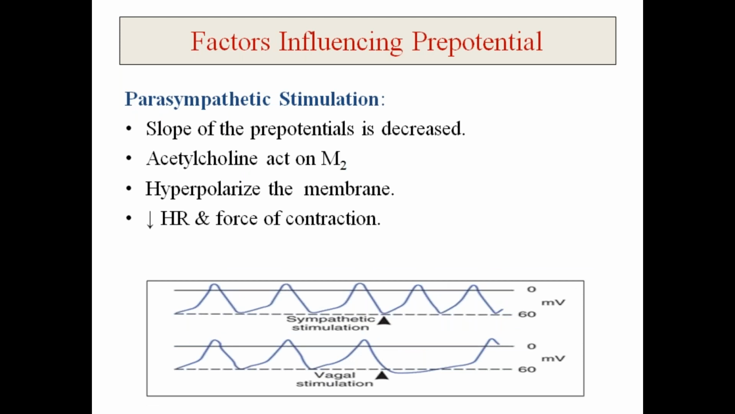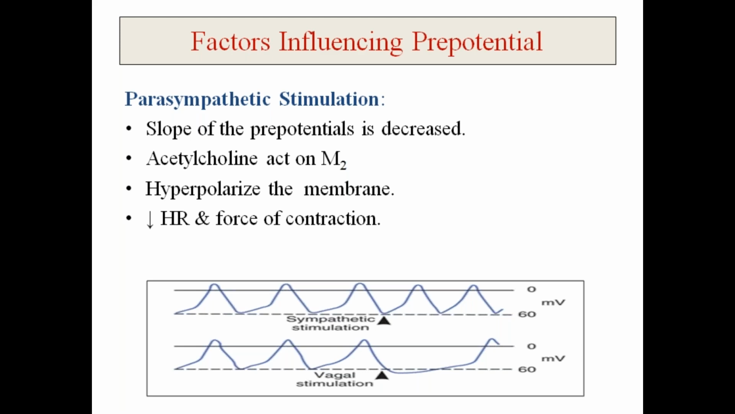Similarly, if you see the parasympathetic nerves, they are releasing acetylcholine. This acetylcholine acts on a receptor which we call the M2 receptor. Because of activation of this M2 receptor, what will happen? There will be activation of potassium channels. There will be more efflux of potassium. As a result, the slope is decreased. And because of this decrease in the slope, there is a decrease in force of contraction plus a decrease in rate of contraction.